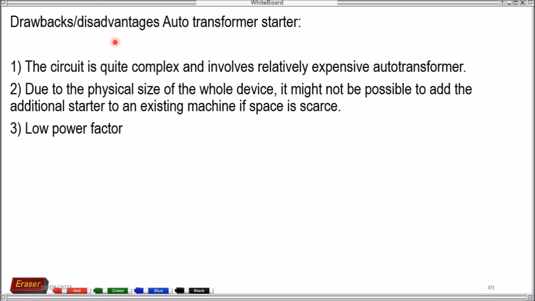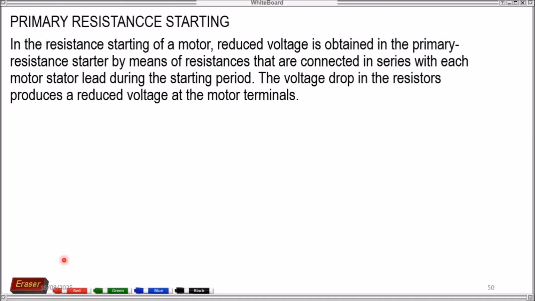Drawbacks or disadvantages: the circuit is quite complex and involves a relatively expensive auto transformer, so medyo mahal to. Then due to the physical size of the whole device, it might not be possible to add an additional starter on an existing machine, especially if our controller space is scarce or limited. Then of course, this is a transformer and it's an inductive device. It could cause low power factor.